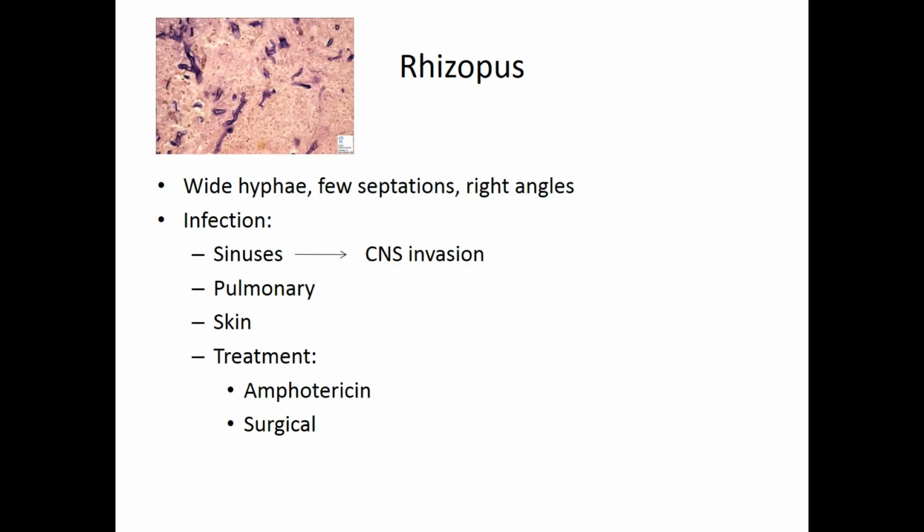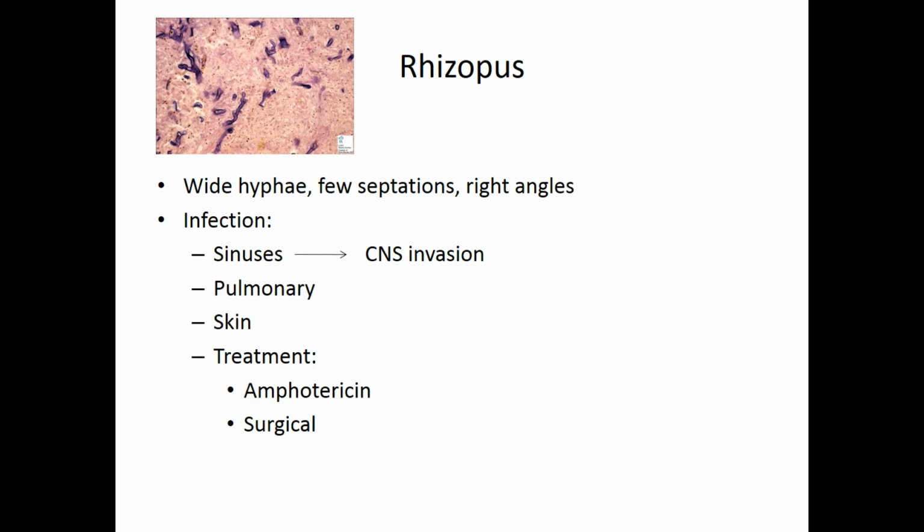Rhizopus is another complicated fungal infection that can be seen in solid organ transplant recipients. At the top left, you can see an example of a pathologic specimen of Rhizopus. Recall that Rhizopus used to be called mucor. Wide hyphae are seen on pathology with few septations. When septations occur, they occur at right angles.